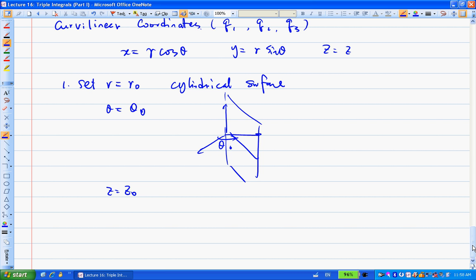Now the next logical question here is, don't forget we're trying to evaluate the triple integral in polar coordinates, in cylindrical coordinates here, right?